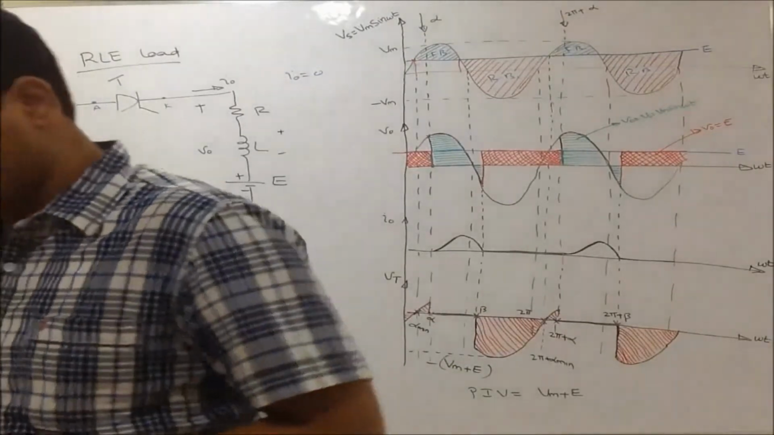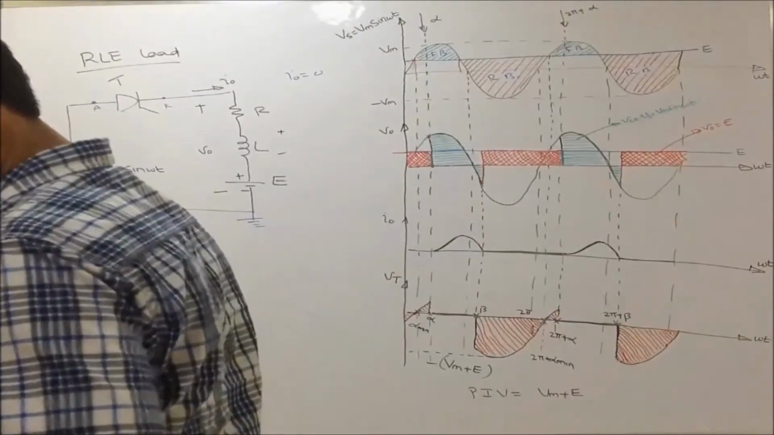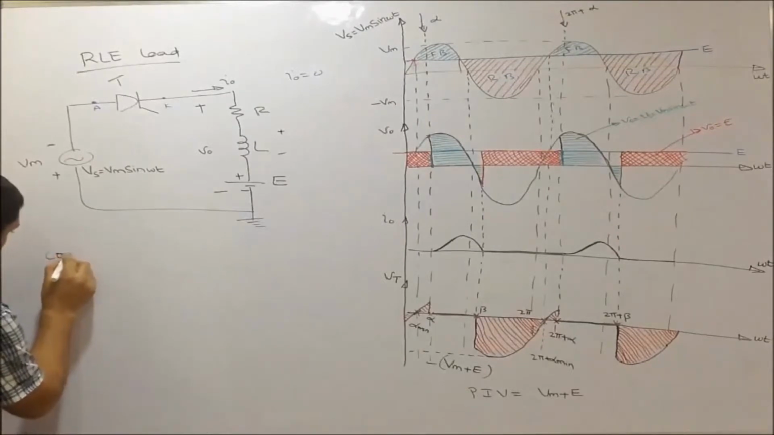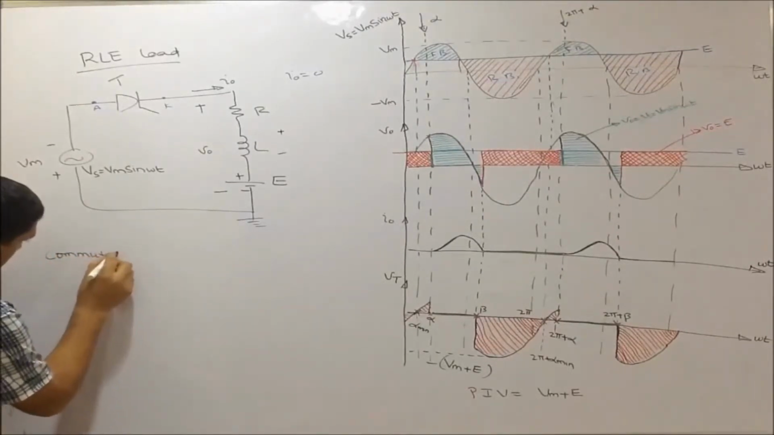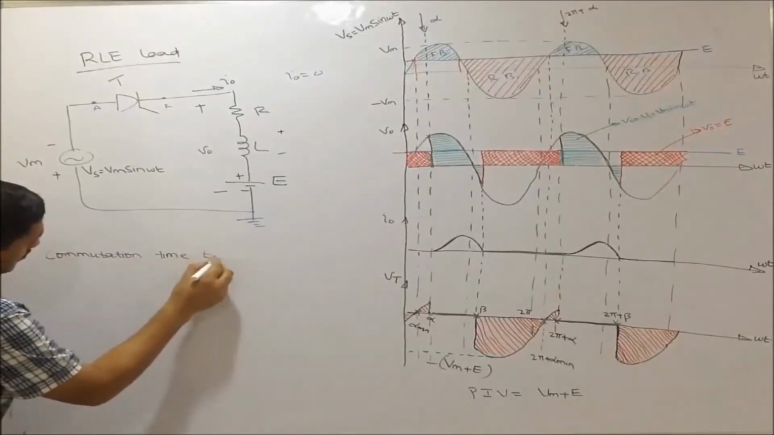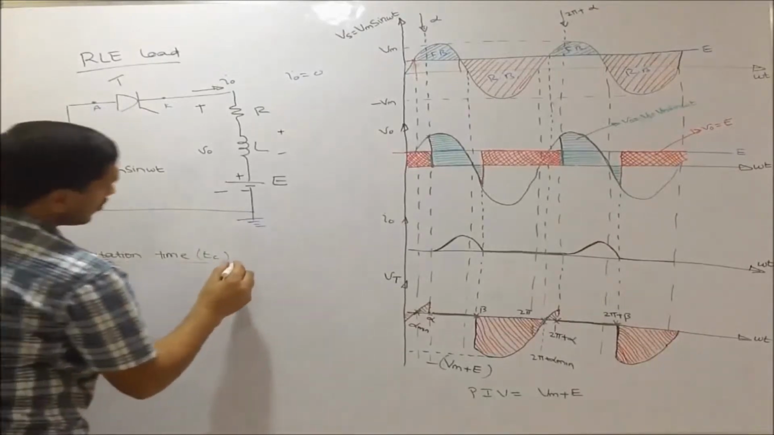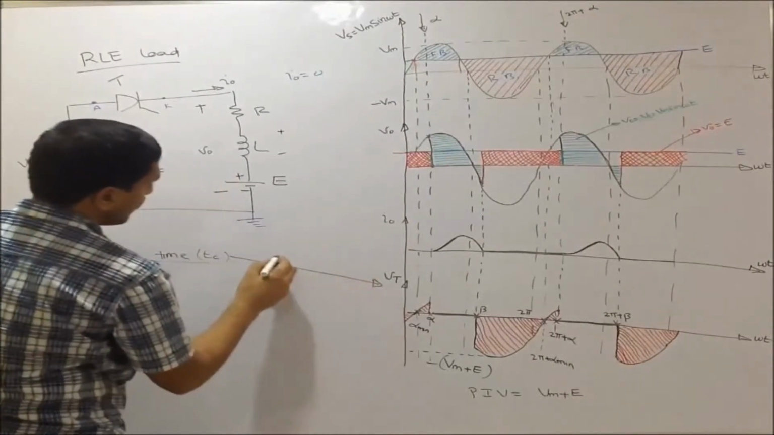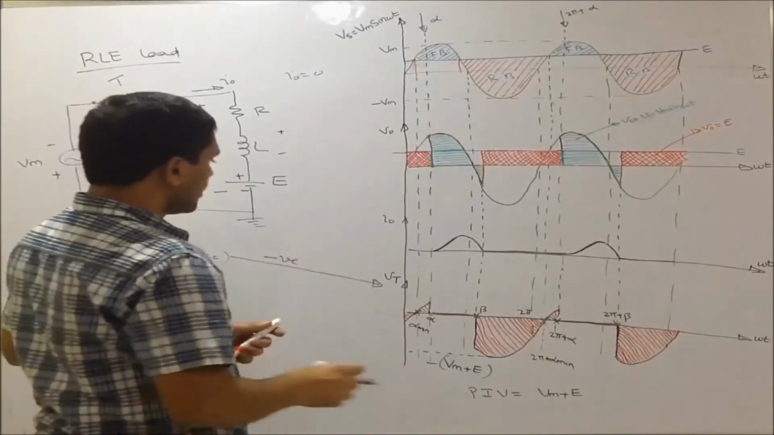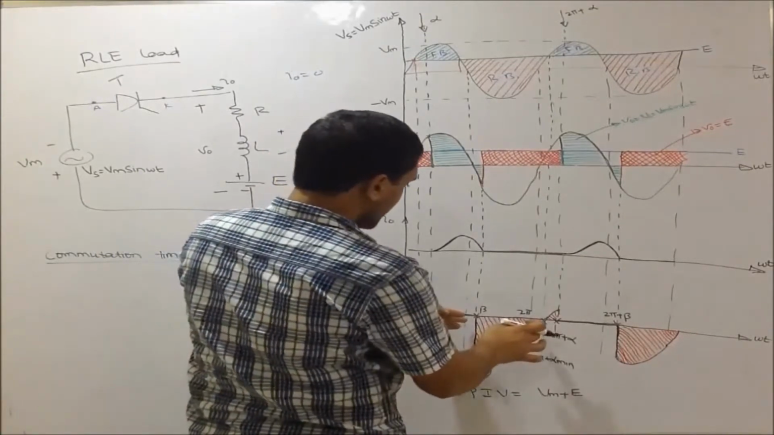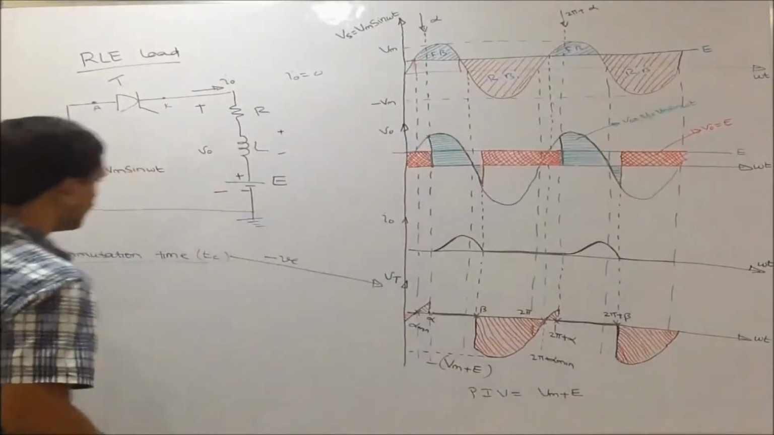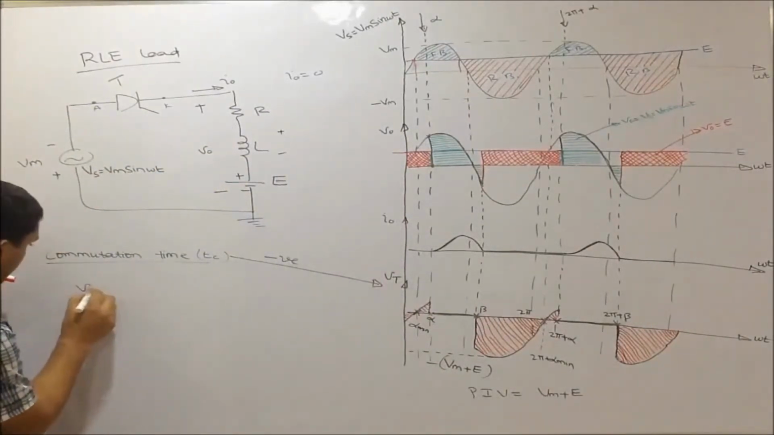Now I have to calculate the commutation time. For calculating the commutation time, I have to look for the Vt waveform. Wherever it becomes negative, that interval I have to take. So here clearly the Vt is becoming negative from this beta to this 2 pi plus alpha mu.